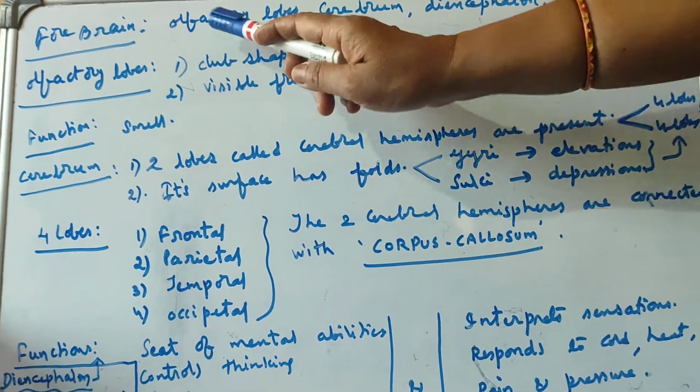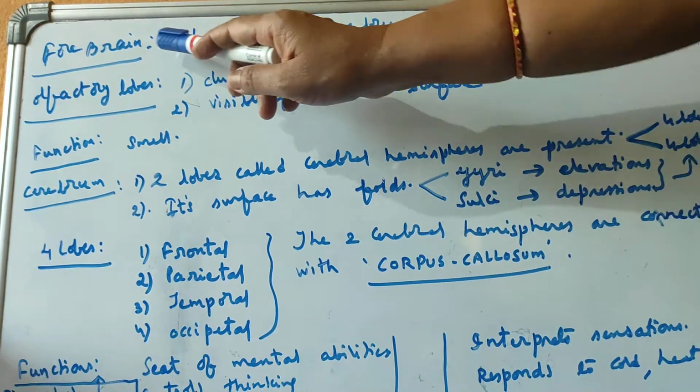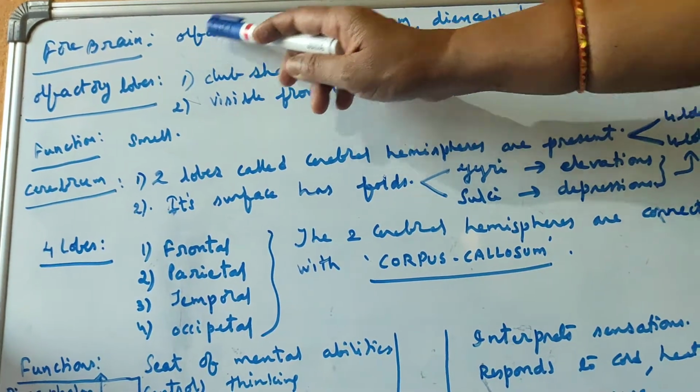Olfactory is concerned with the sense organ for smell. Now, olfactory lobes, cerebrum, and diencephalon. In detail, let us learn now what the olfactory lobe is.